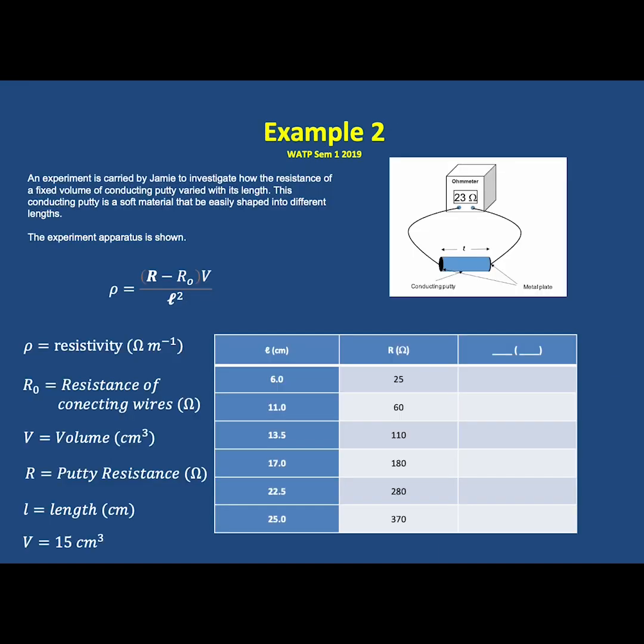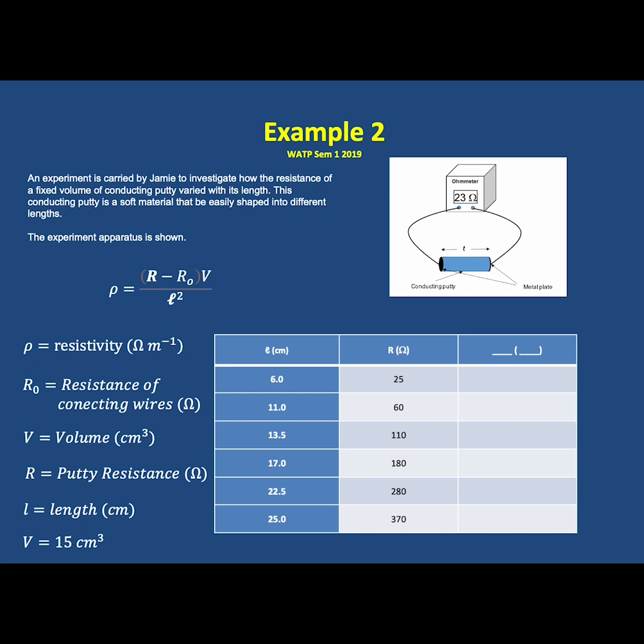Let's look at example 2. This is taken from the West Australian Test Paper, Semester 1, 2019 paper. This is an electronics question. You don't need to know anything about electronics. We're just going to look at the raw data and then use the supplied equation to manipulate the raw data in order to find a linear graph, and then use the linear graph to find some quantity that is of interest.